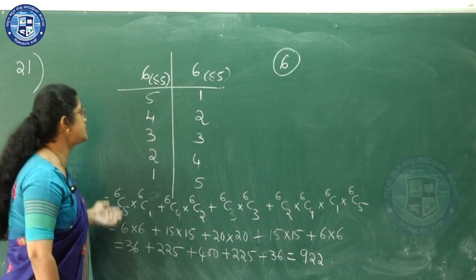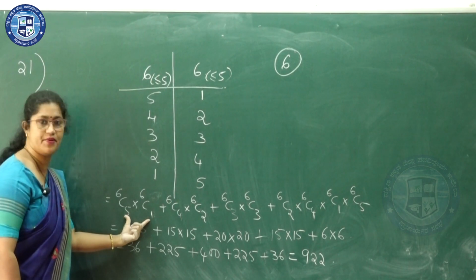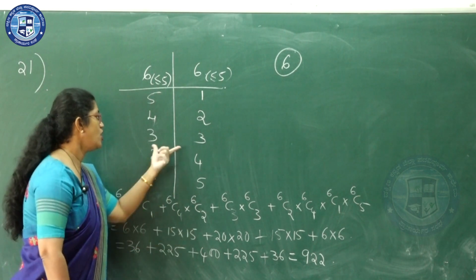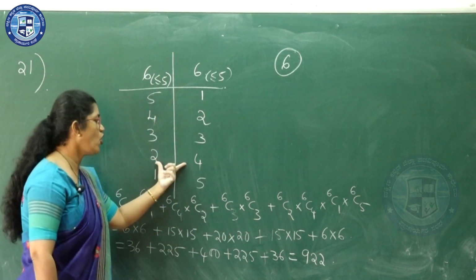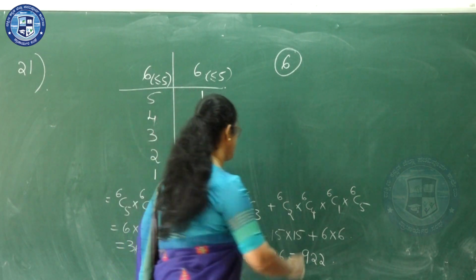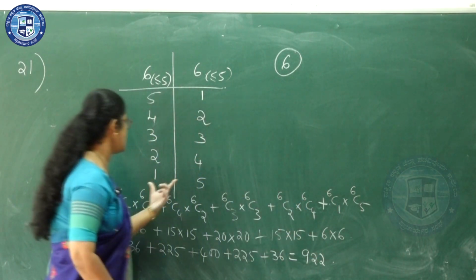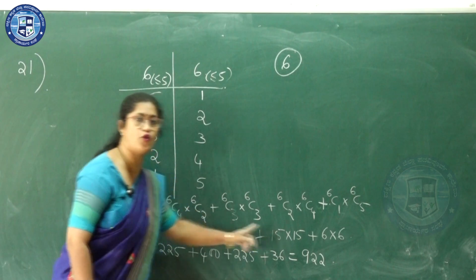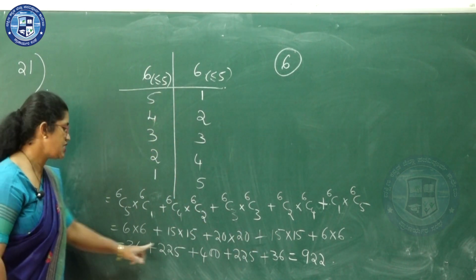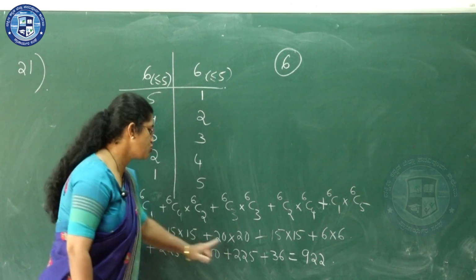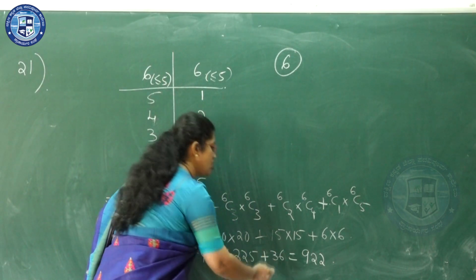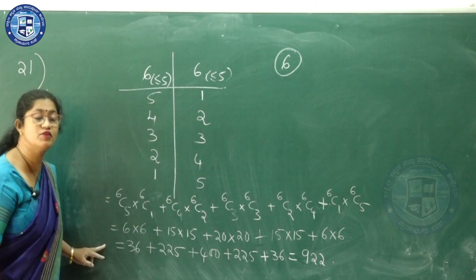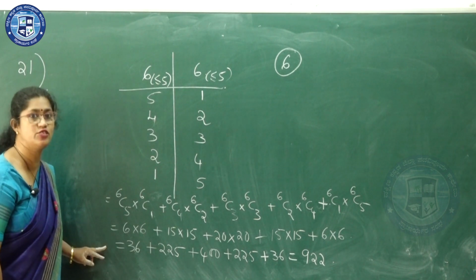I've written the calculations. First row 5 and 1, or second row, so plus 4 and 2, or 3 and 3, or 2 and 4, or means plus. The fourth case 1 and 5. You do these calculations of all these values, you'll get 36, 225, 400, 225 and 36, which is total of 922. So total number of selections is 922.